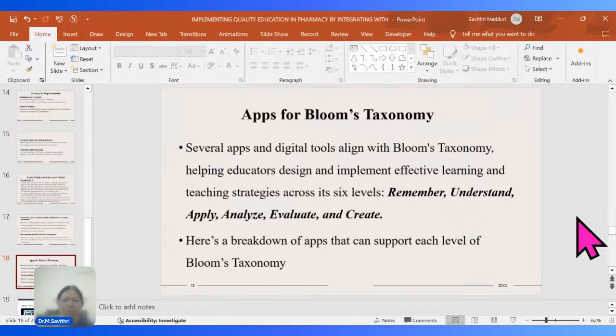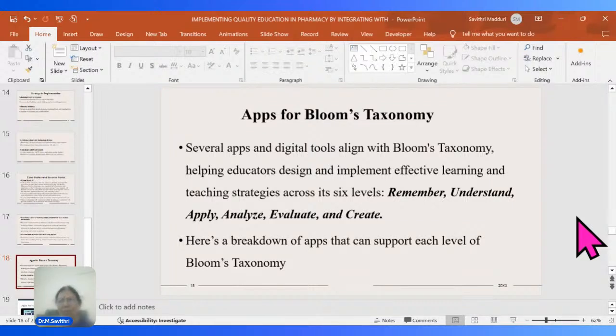Coming to the end, we are all experienced in NAAC work and apps for Bloom's taxonomy, and we have applied it with a great task. But there are several apps and digital tools because it is a continuous process. You cannot stop the NAAC; it's a continuous process. Several apps and digital tools align with Bloom's taxonomy, helping educators design and implement effective learning and teaching strategies across its 6 levels. That is, remember, understand, apply, analyze, evaluate, and create.